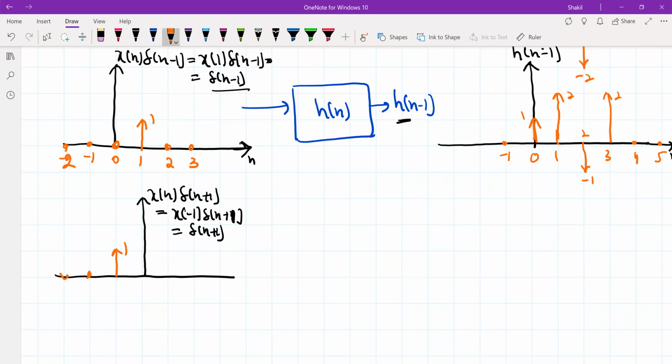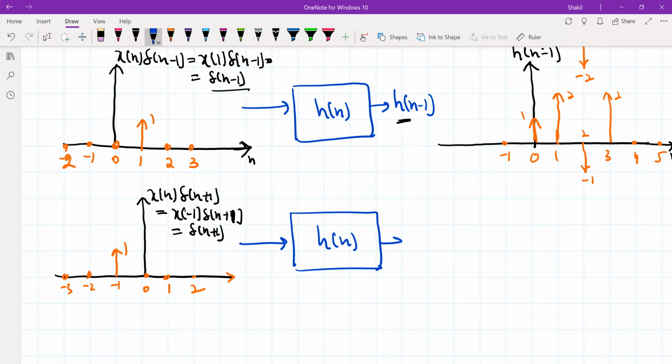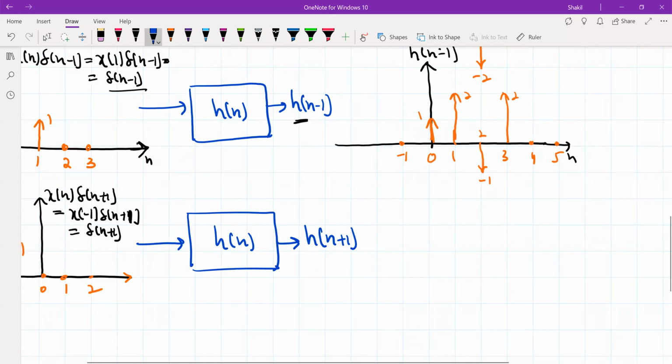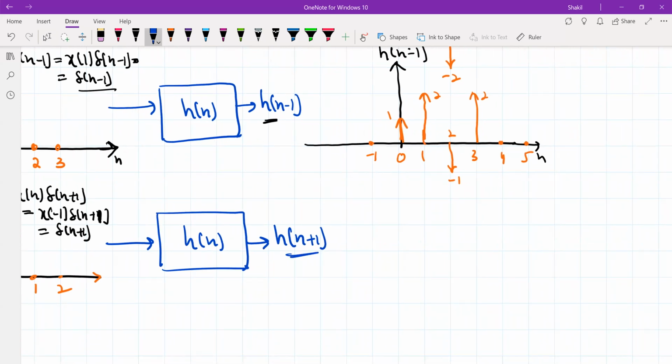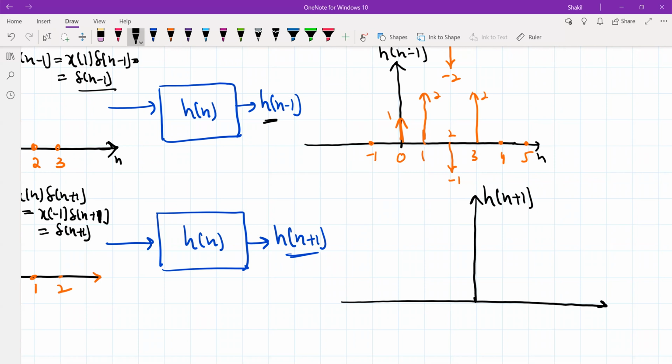This is our input to the system. So the input to the system is this signal. Rest of the samples are 0. So you can say when the input is this, for the system whose impulse response is this, the output will be simply h of n plus 1. What is this operation? This is simply the time advance operation on h of n. This is the time advanced version of h of n, and you can write it like this. So this is our h of n plus 1.